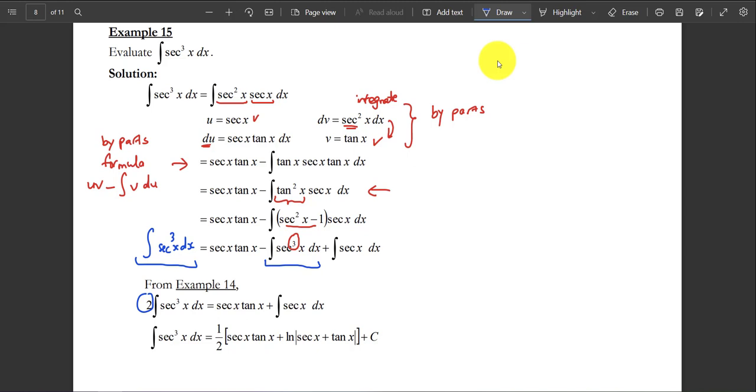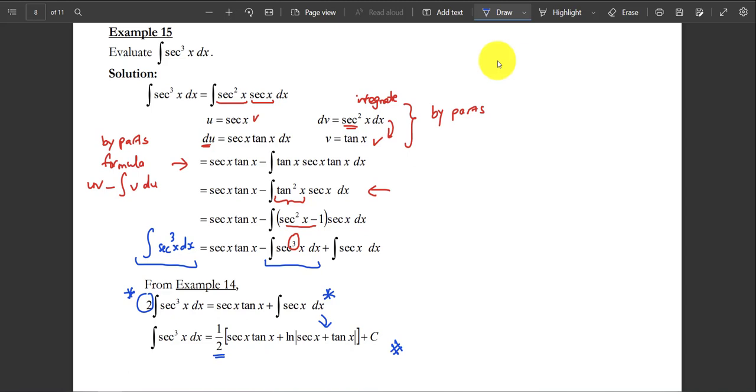So for the integration of secant x, we use the previous example, from example 14. So kita dapat ln secant x plus tangent x. What about the constant 2 kat depan? Macam biasa kita buat by parts sebelum ni, bila ada constant ni, kita bawa ke sebelah kanan, jadi bahagilah, dia darab jadi bahagi.